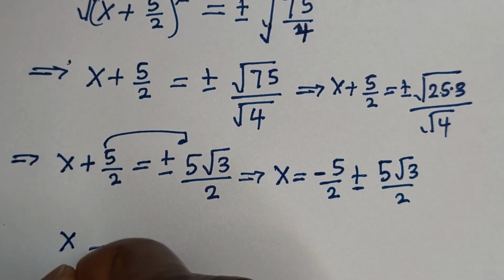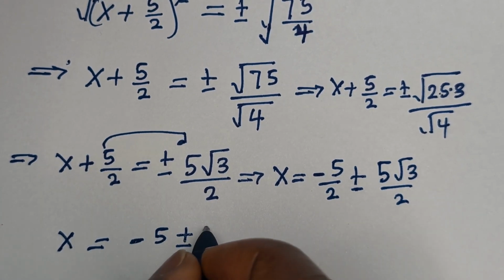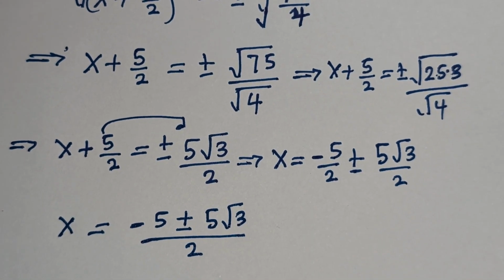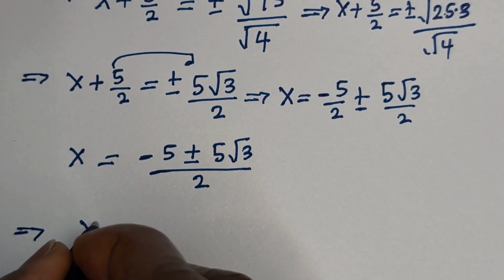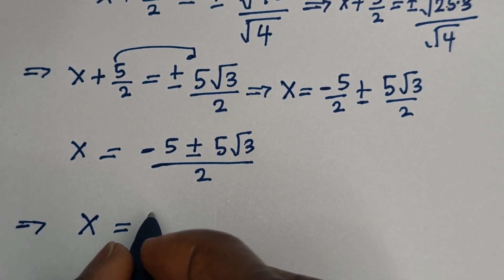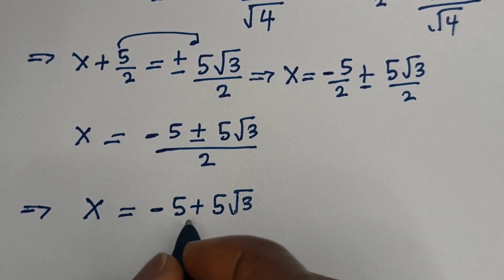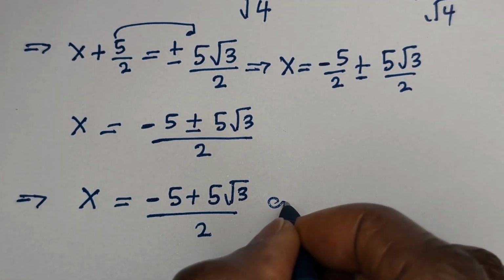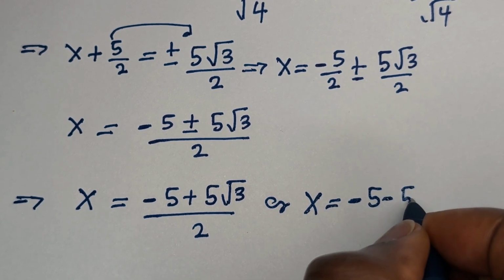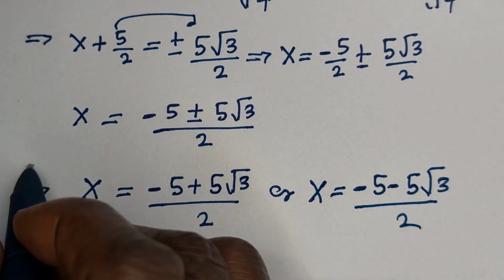Then x is equal to minus 5 plus or minus 5 root 3 over 2, which can also be written as x is equal to minus 5 plus 5 root 3 over 2, or x is equal to minus 5 minus 5 root 3 over 2. These are the final answers.